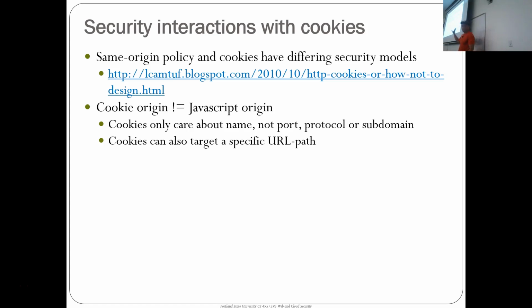So the differences are here. Your cookie origin and your JavaScript origin aren't the same. Cookies only care about the DNS name, but they don't care about the port number or the protocol you're using. Those cookies have the same scope, whether you're using port 80 or port 8080, whether you're using HTTP or HTTPS. In addition, for cookies, you can target a specific URI path that a cookie is valid for. You can target subpaths of a tree with your cookie. You can't do that with the JavaScript origin.